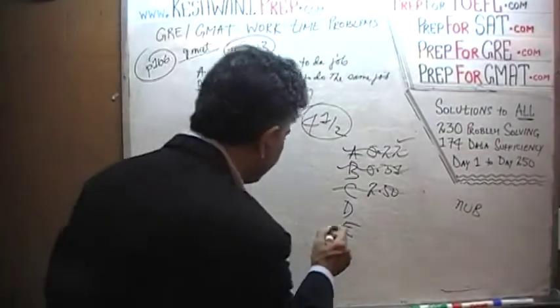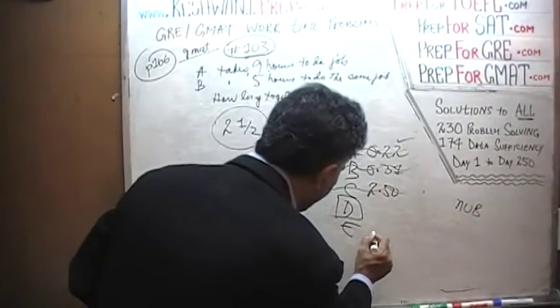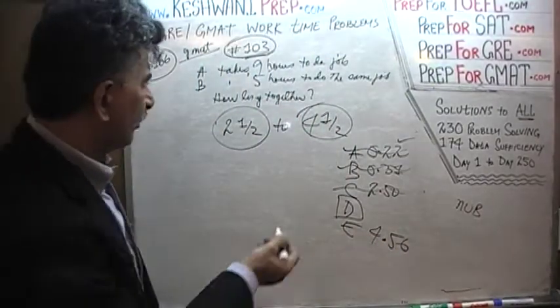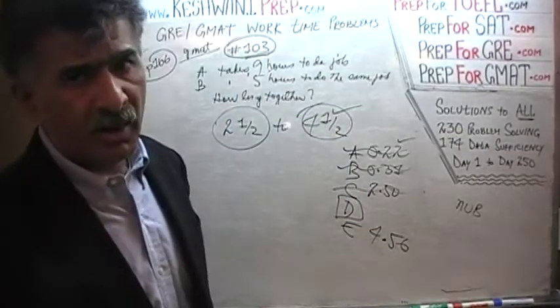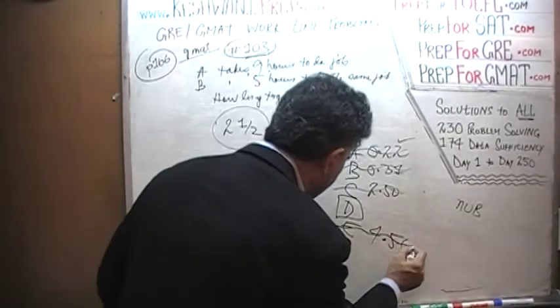I'm going to skip D for the time being, for the flair of the dramatics. And here's the last answer, 4.56. Of course, 4.56 cannot be the answer because we already agreed that 4.5 is the upper limit. It can never be as high as 4.5. That's ridiculous.